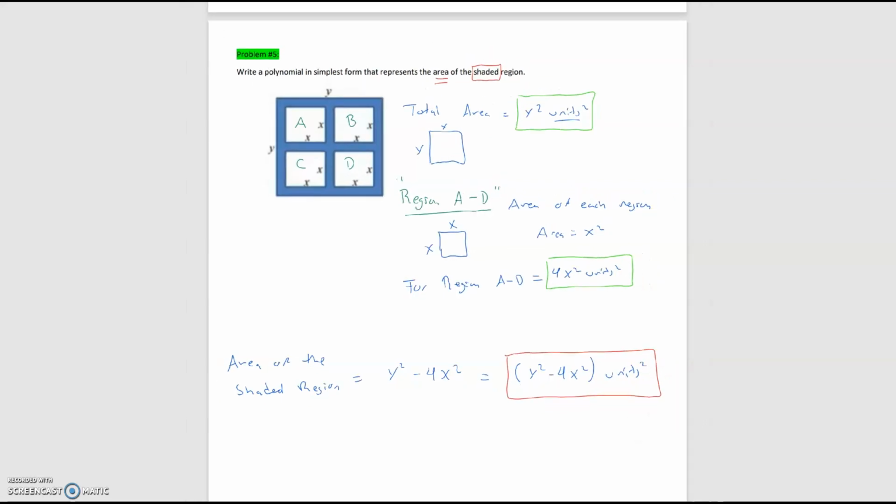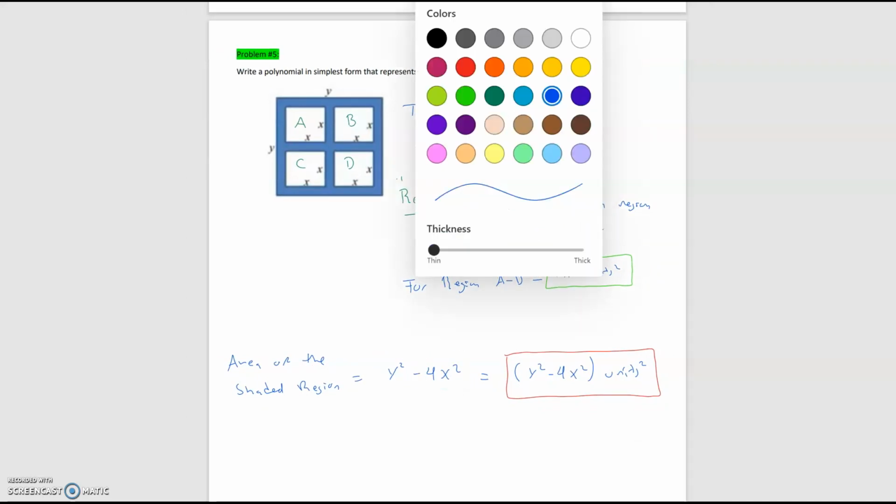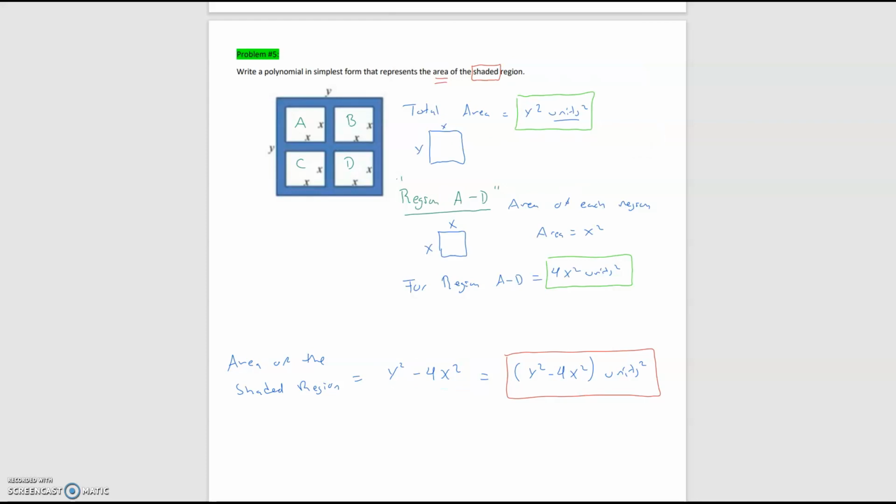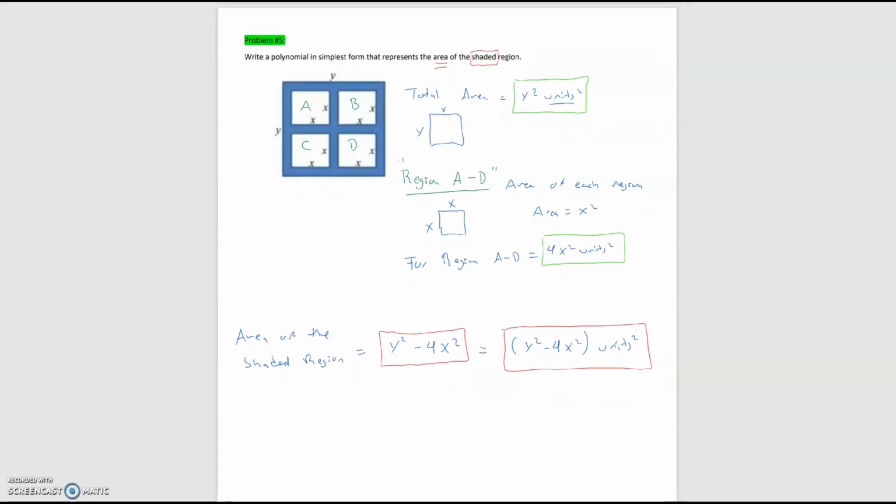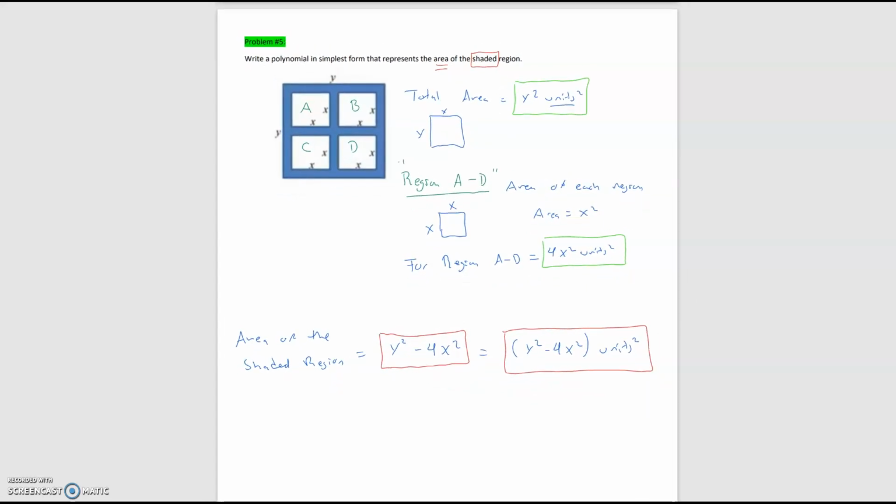And that's actually it for this one. I am putting units on the final answer just because, well, we're actually evaluating a given measurement. So if we do plug in x's and y's, that's going to give us an actual measurement. That's it for these two problems. I'll put the other ones in a different video.